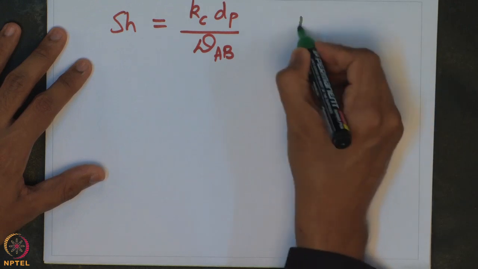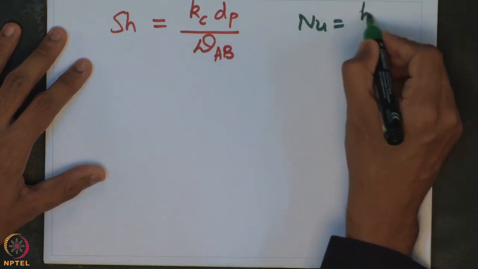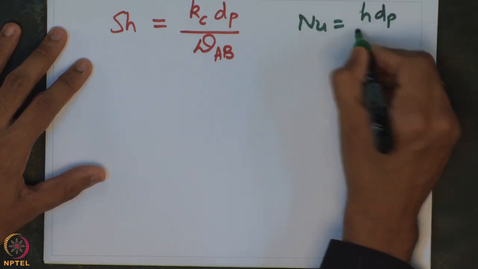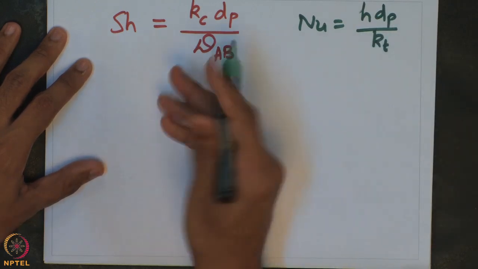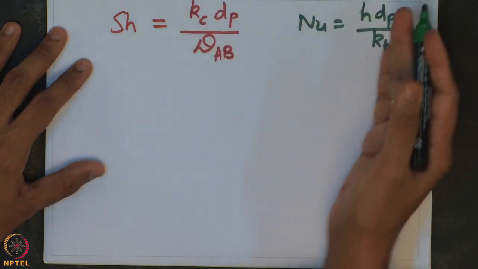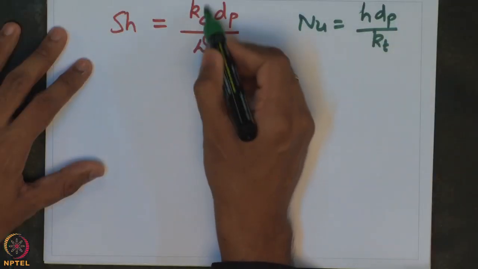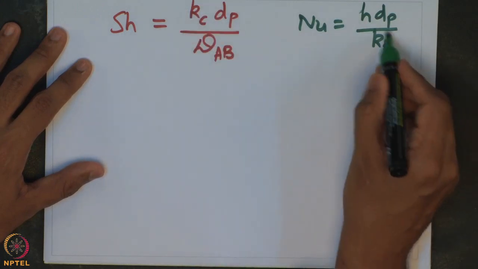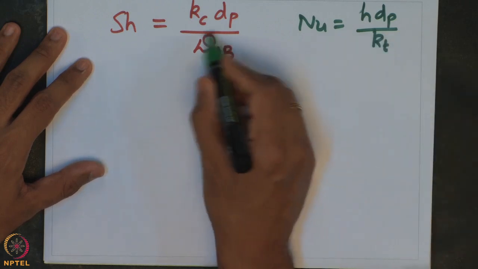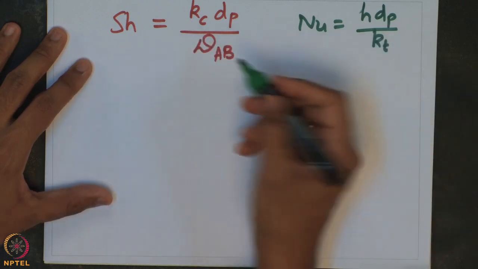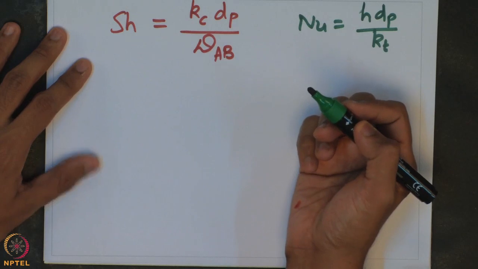Contrast this with the Nusselt number, where you have heat transport coefficient h multiplied by dP divided by the conductivity of the fluid. So, clearly you can see that there is a similarity between these two numbers, where this captures the heat transport coefficient and here you have the mass transport coefficient, and here you have conductivity, which is a signature of the thermal diffusion, and here you have mass diffusivity, which is capturing the diffusivity of the species in the fluid.